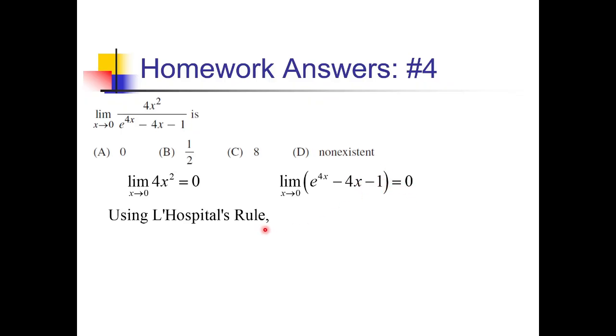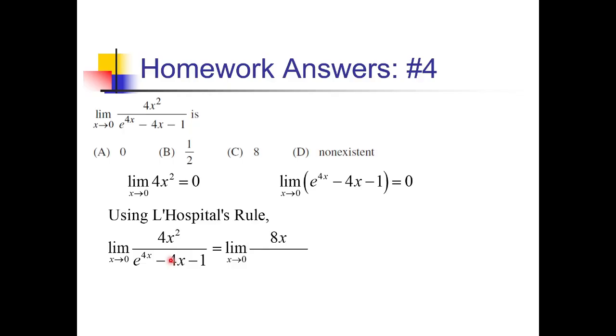So that means we can use L'Hopital's rule since we've got 0 over 0 here. So I'm going to take my original limit, and that's going to equal the same limit as x approaches 0, but of the derivatives of these two parts of the fraction. So for my numerator, the derivative of 4x squared is going to be 8x.